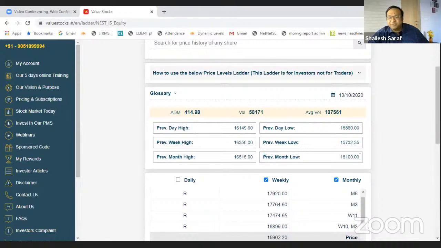Okay, so the previous month low is you can buy Nestle at 15,100. अभी price है 15,900. So अगर 800 रुपये और Nestle गिरेगा तो that is a good area to buy. Because अगर ऊपर से देखेंगे तो 20-30% correction हो भी जाएगा.